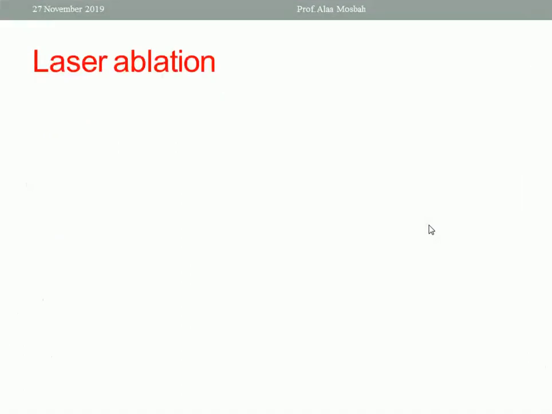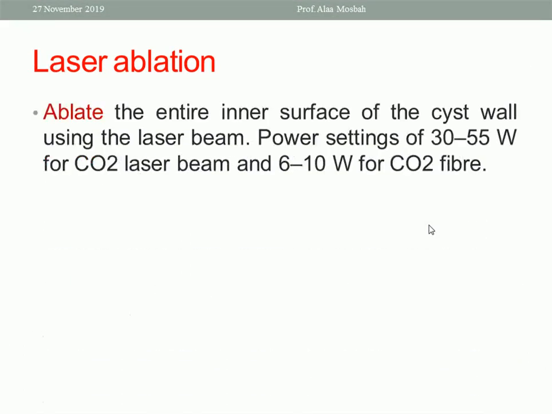What about laser ablation? Ablate the entire inner surface of the cyst wall using a laser beam. Power settings of 30 to 55 watt for CO2 laser beam and 6 to 10 watt for CO2 fiber. Note the difference, and this is very important to adjust the power setting.